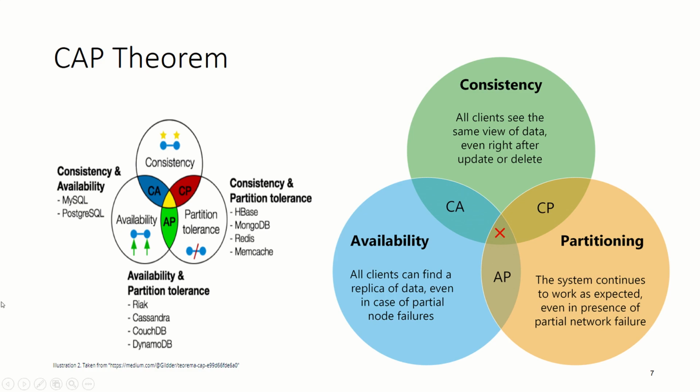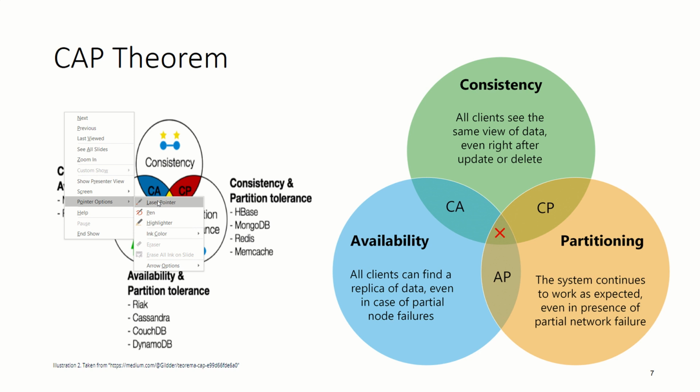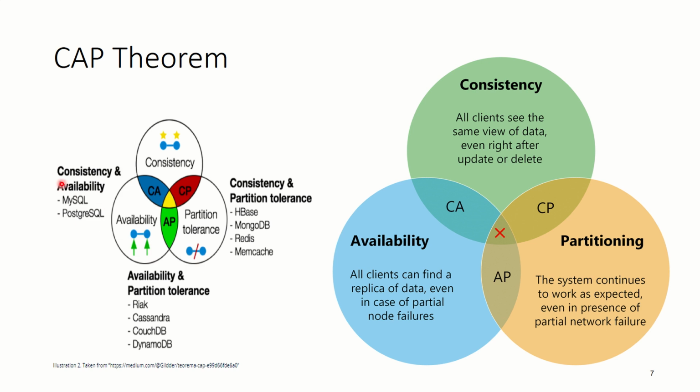When you look at the CAP theorem, each of the databases available in the market has different capabilities. MySQL and PostgreSQL have hybrid capabilities, both availability and consistency. HBase has both consistency and partition tolerance. DynamoDB and Cassandra have availability and partition tolerance. So each database has its own capabilities, but all of them are related to the CAP theorem.